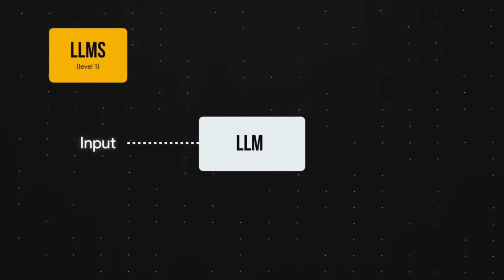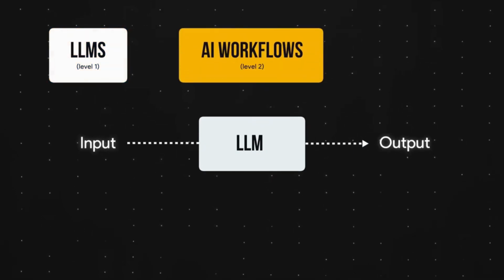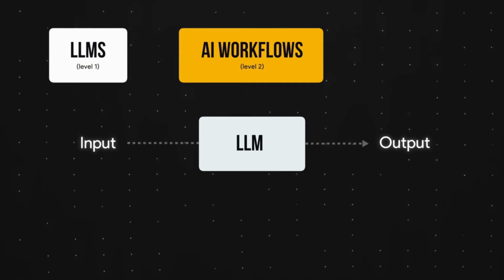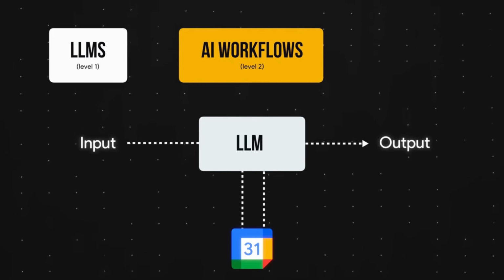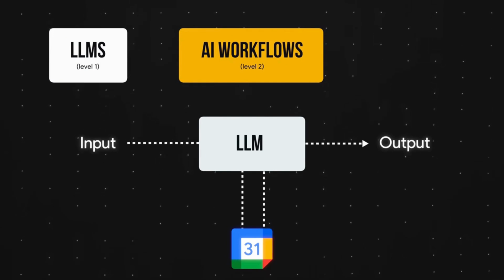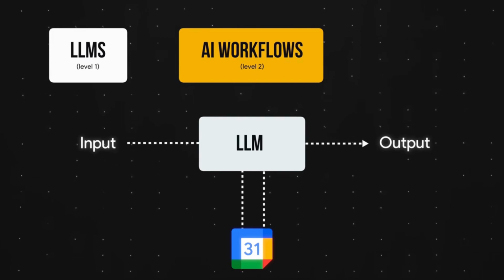Level 1, we provide an input and the LLM responds with an output. Easy. Level 2, for AI workflows, we provide an input and tell the LLM to follow a predefined path that may involve retrieving information from external tools. The key trait here is that the human programs a path for LLMs to follow.